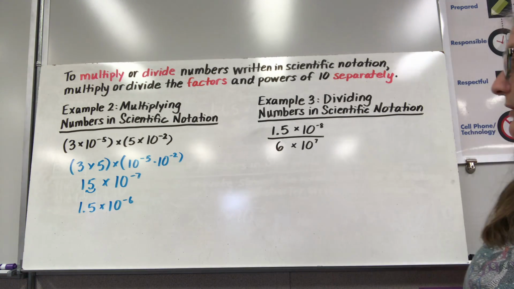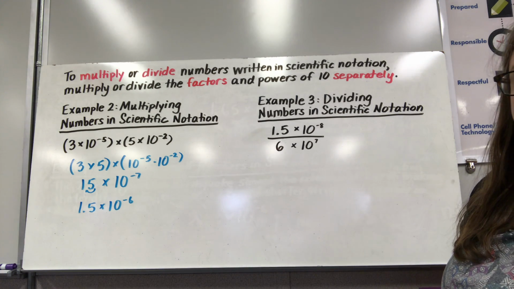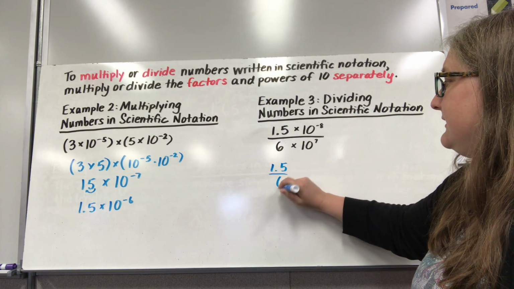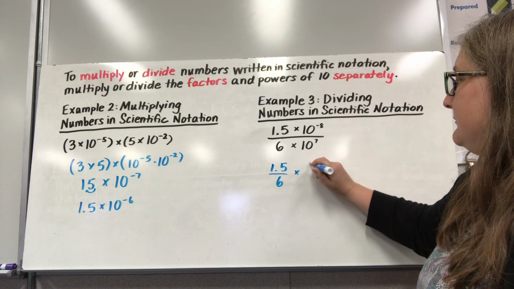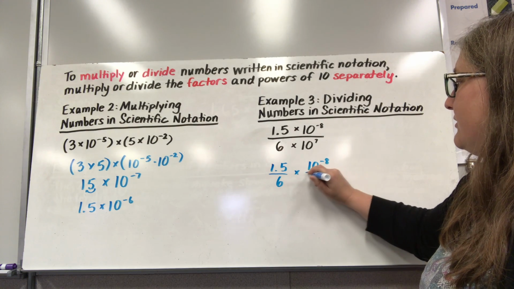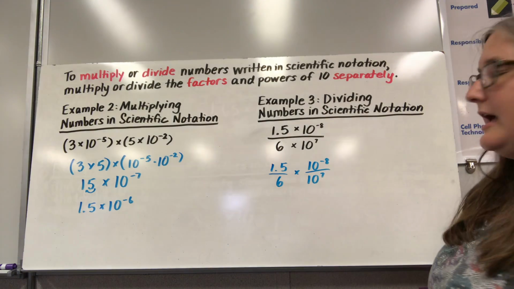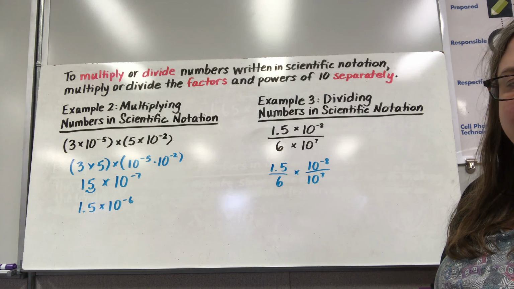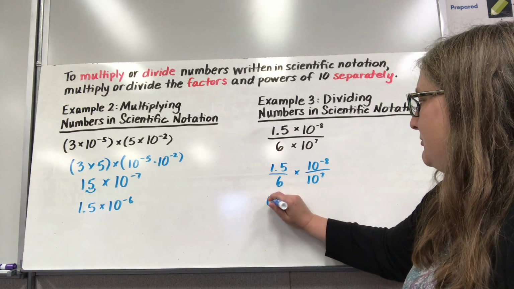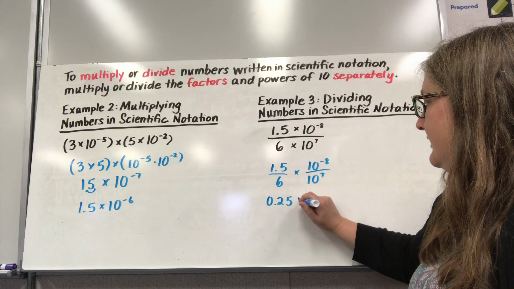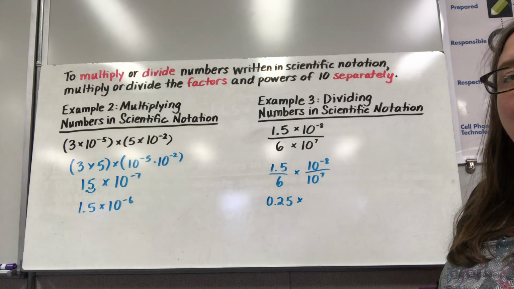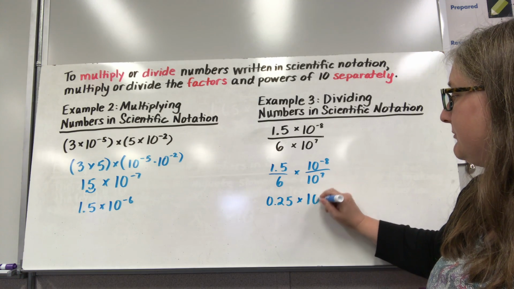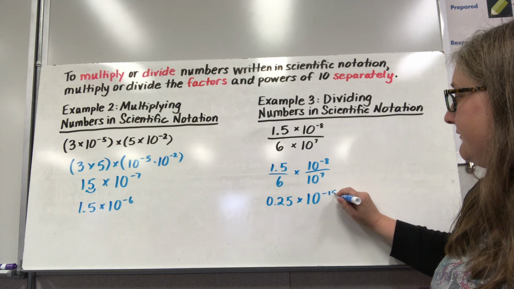All right, let's take a look at one more here. This time we're dividing. So I'm going to regroup these. I'm going to do 1.5 divided by 6 times 10 to the negative 8th over 10 to the negative 7th. And I'm going to do my division first here. 1.5 divided by 6 is going to give me 0.25. And 10 to the negative 8th divided by 10 to the negative 7th, I'm going to do negative 8 minus negative 7 to my exponents. I get 10 to the negative 1.